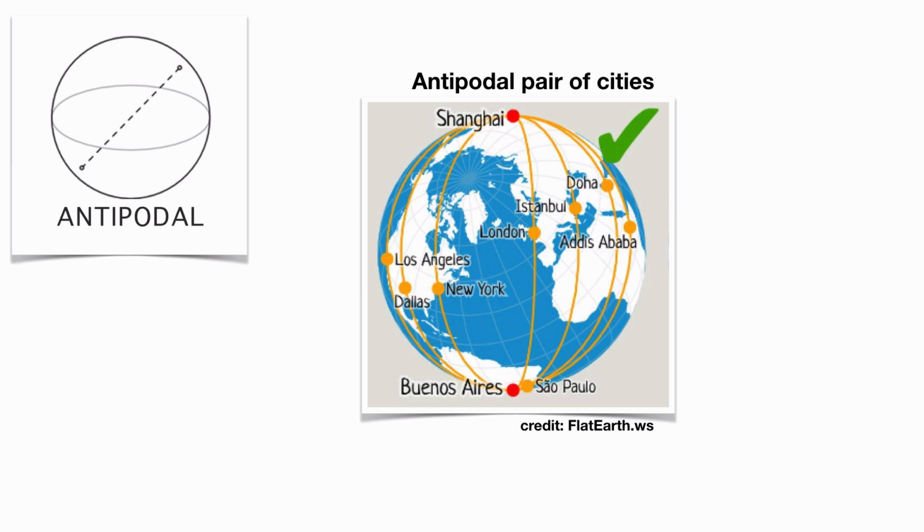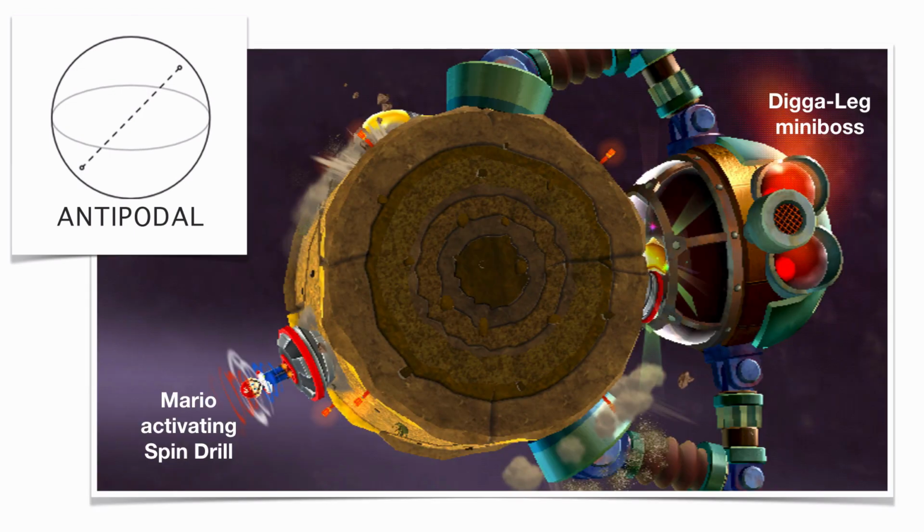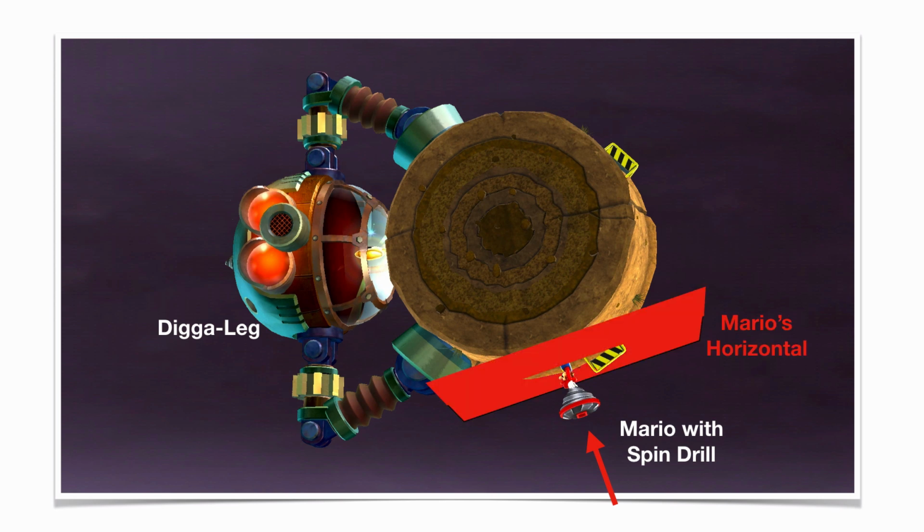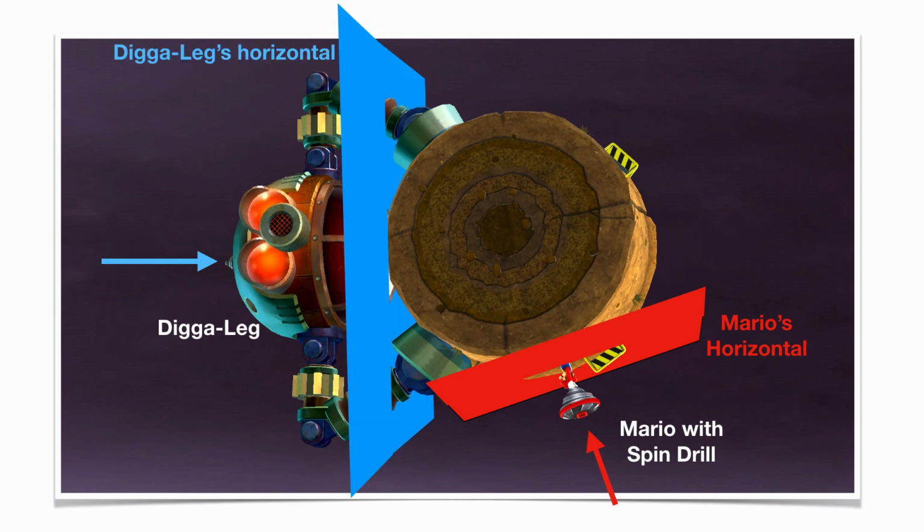There's one level where you have to defeat a mini-boss by using your spin drill. In this mini-boss battle, they actually show a cross-section of a dirt planet, and you run around the surface strategically using the spin drill when Dig-a-Leg is antipodal to Mario. So let's freeze this scene and ask a few questions. What is vertical for Mario? What is horizontal for Mario? But what is vertical for Dig-a-Leg? What is its horizontal? Now clearly these horizontals are intersecting.